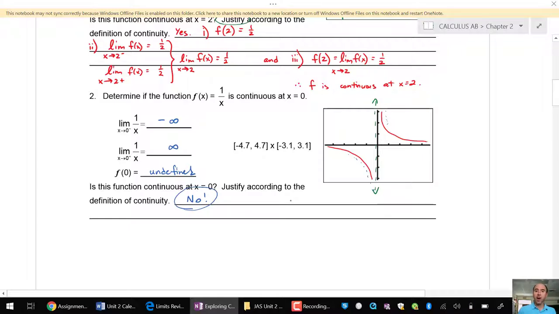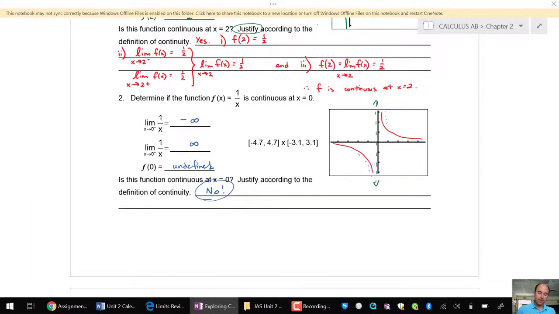Justify according to the definition of continuity. You could simply say any one of those two reasons, show why part 1 or part 2 fails, and that would be all you would have to do to prove that a function is not continuous at a given point.